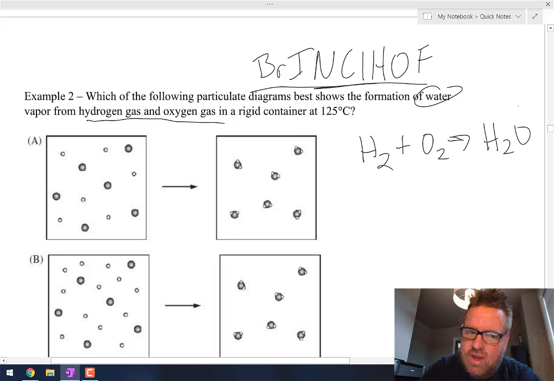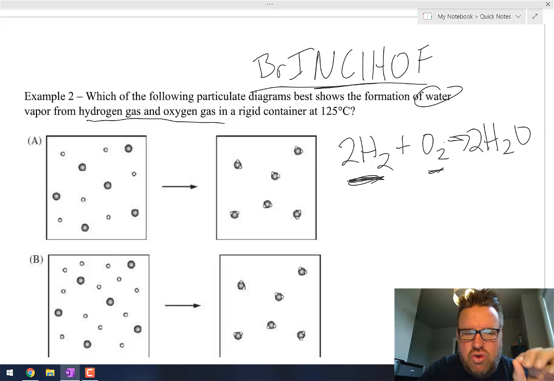It's really helpful here to balance this. I've got two hydrogens, two oxygens, and one oxygen on the product side. So I'm going to put a 2 there, and a 2 there. What this particulate diagram has to show is that 2 hydrogens react for every 1 oxygen that reacts. And they need to be represented as H2 and O2.